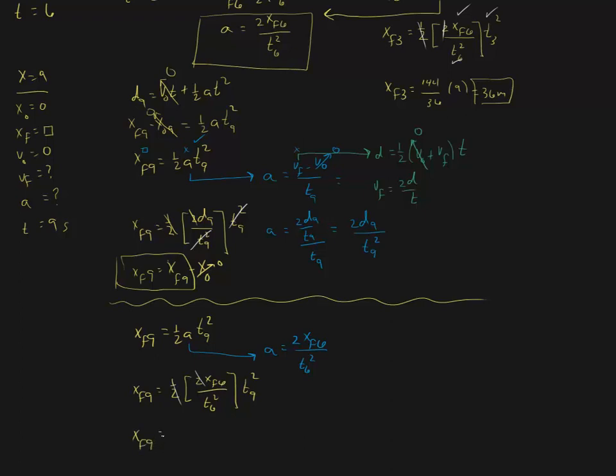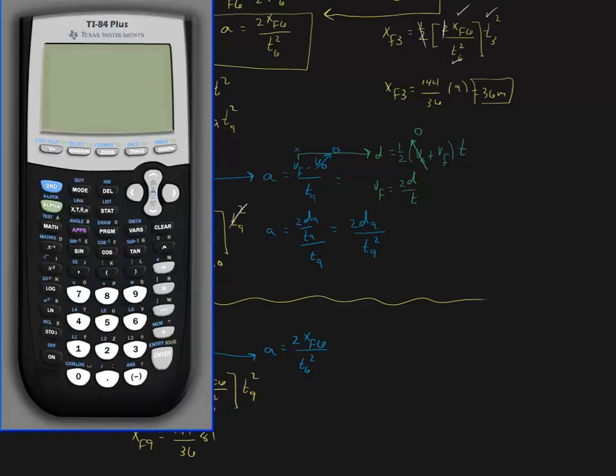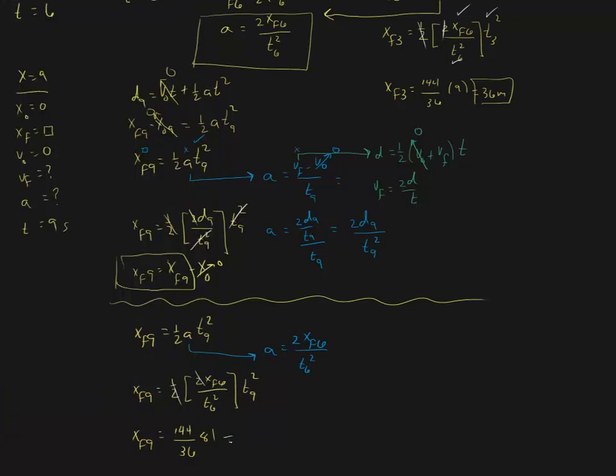x final 9 is equal to 144 divided by 6 squared, which is 36, times 9 squared, which is 81. Let's pull up our calculator, and we get 144 divided by 36 times 81, and our new position is 324 meters.